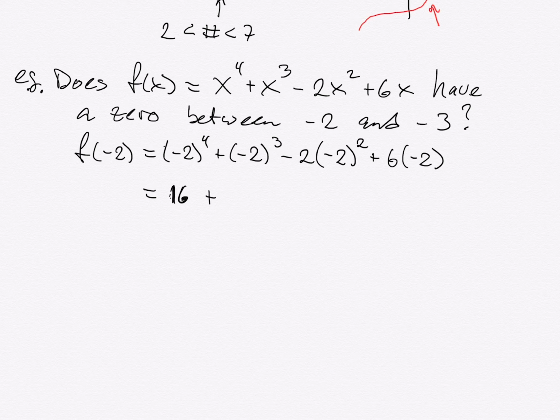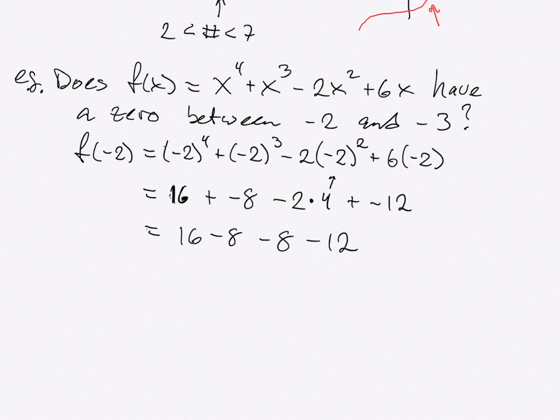Here I'm adding negative 2 to the 3rd power, which is equal to negative 8, so this is equivalent to subtracting 8, so 16 minus 8. We've got minus 2 times, this turns out to be positive 4. And then we're adding a negative 12. Let's go ahead and put it in that way, plus negative 12. And then if you wanted to, you could rewrite this as 16 minus 8 minus 8 minus 12.